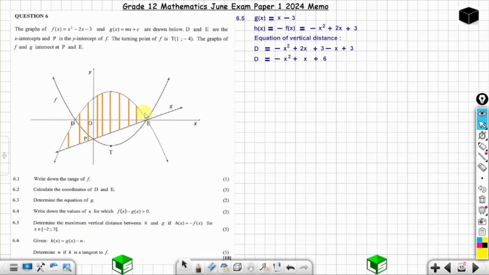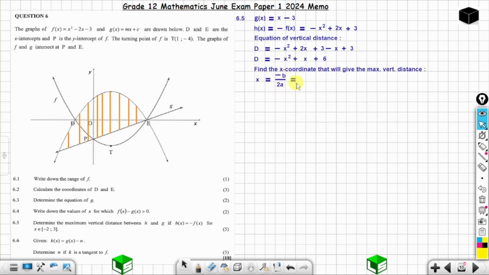Okay, so you need to find the x value which is going to give you the maximum vertical distance. So find the x coordinate that will give the maximum vertical distance. You can use this method. From the quadratic formula, you can pull this out. Okay, this is a quadratic equation.